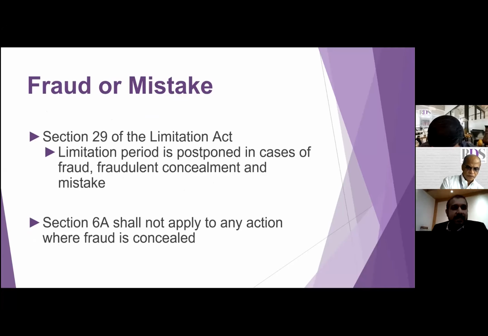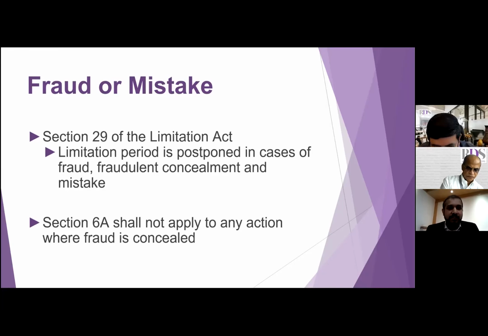And we go on to discuss the issue of fraud or mistake. Now, the natural misconception insofar as fraud or mistake is that the moment a person raises the issue of fraud or mistake, then there is no issue of limitation.